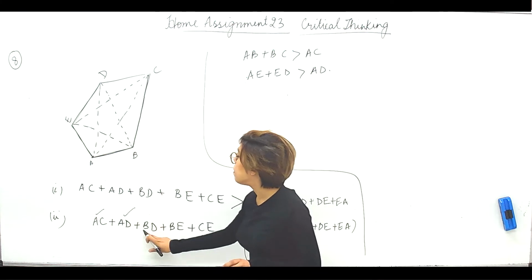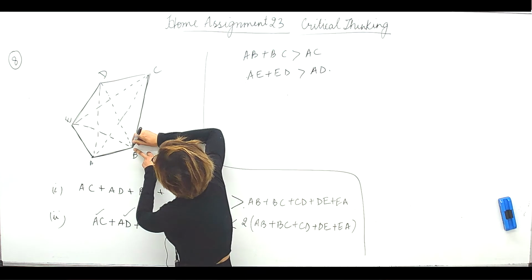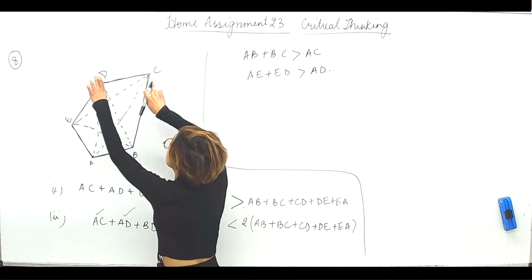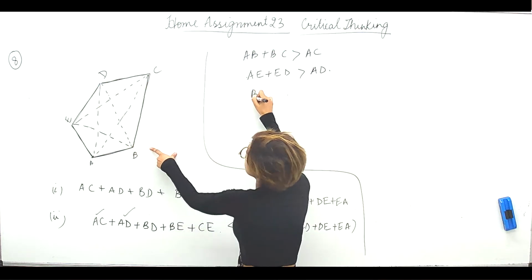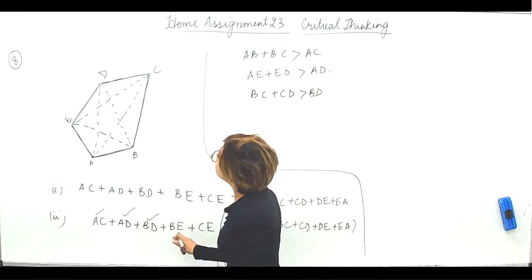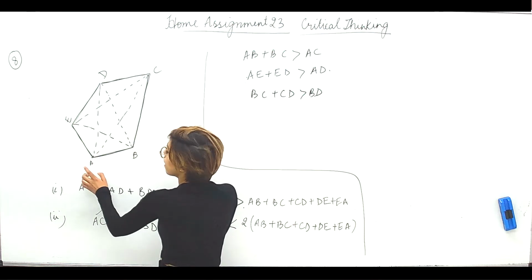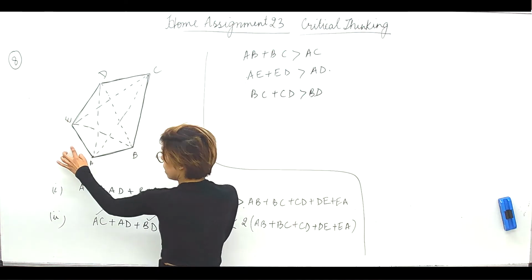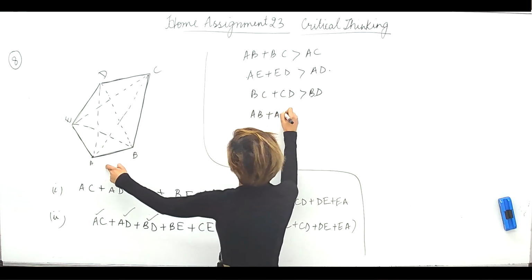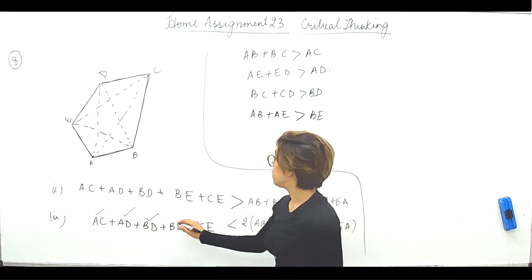Now let me talk about BD. BD is here. Consider this triangle BCD. So BC plus CD is greater than BD. This is done. Now BE is here. Consider triangle ABE. AB plus AE is greater than BE. This is also done.